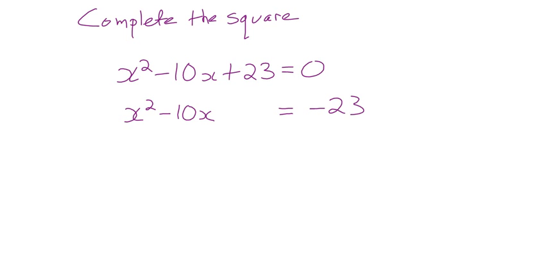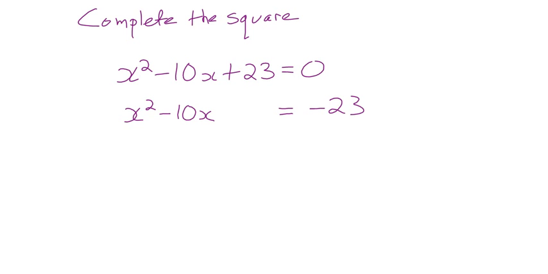Okay? So we move the 23 over, right? So we have the x squared and the x term on the left side, and we have the constant term on the right side. Now what I want to do is make a perfect square trinomial, because it'll factor. Remember the previous example, we had x plus 2 squared, right? Which is actually x squared plus 4x plus 4.